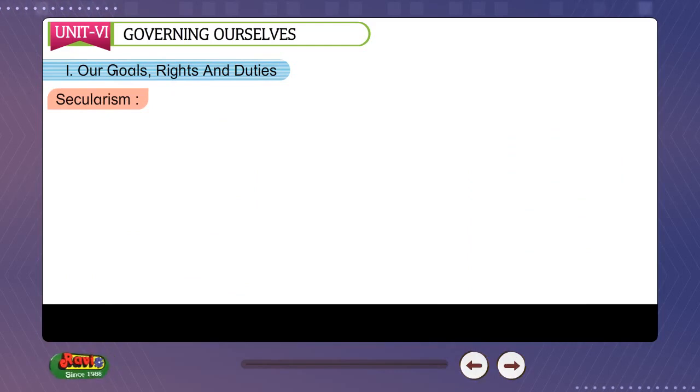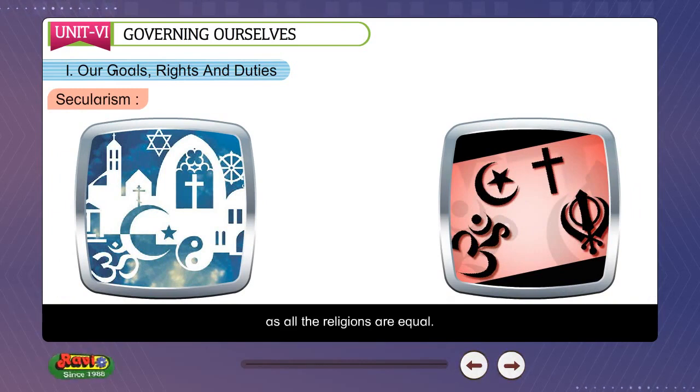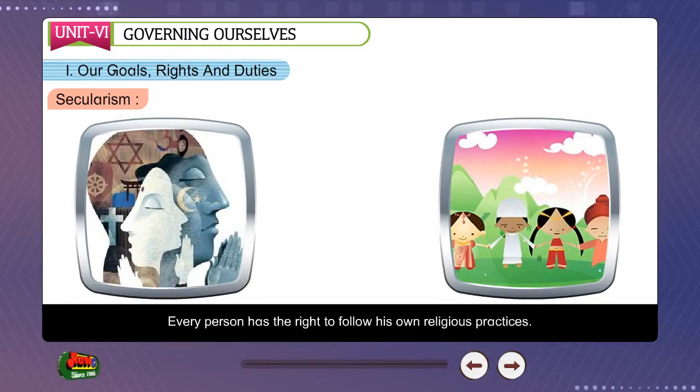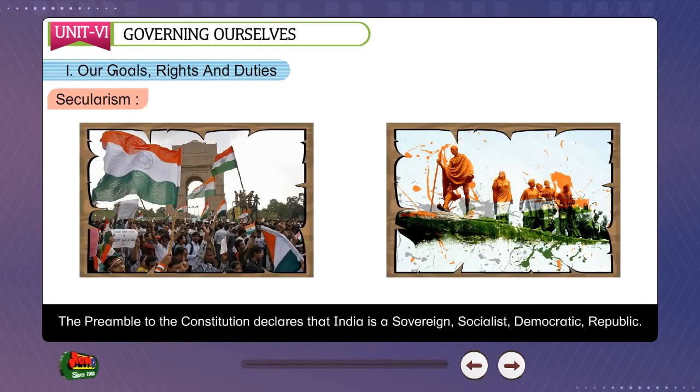Secularism. Our constitution is secular, which means that there will not be any religious discrimination as all the religions are equal. Every person has the right to follow his own religious practices. The preamble to the constitution declares that India is a sovereign, socialist, democratic republic.